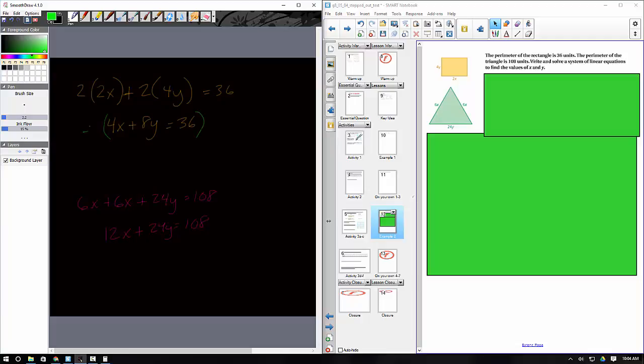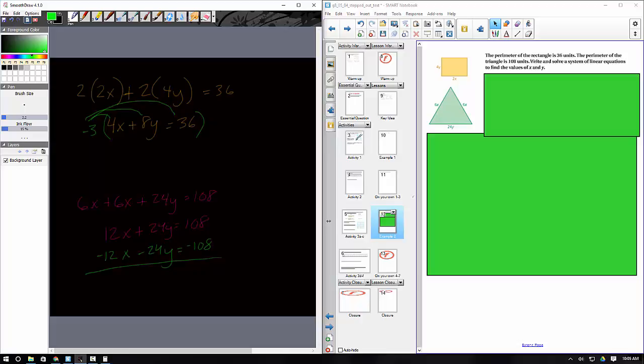So I'll say negative 3, and this right here becomes negative 12x. Negative 3 times 8y is negative 24y. And then negative 3 times 36 is equal to negative 108. Oh, wait a second. There's a problem here. Everything gets taken away. I don't have anything left. And that's because these are actually the same equation. It looks different. 4x plus 8y equals 36 and 12x plus 24y equals 108. But they mean exactly the same thing.